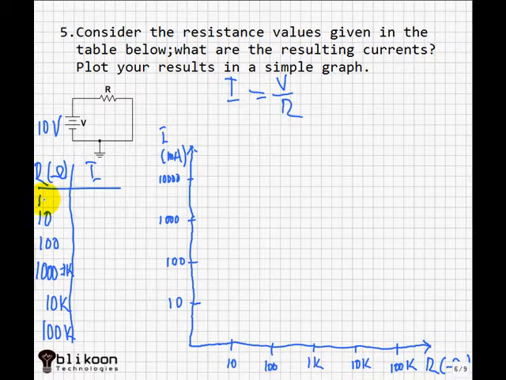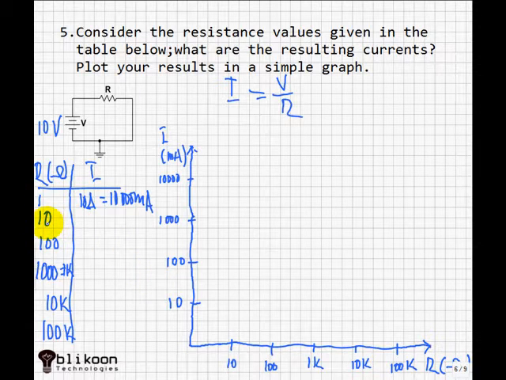So resistance equals 1 ohm. So current equals voltage divided by resistance. We get 10 amps, which equals 10,000 milliamps. We're converting to milliamps because we're going to need these values when plotting our results.